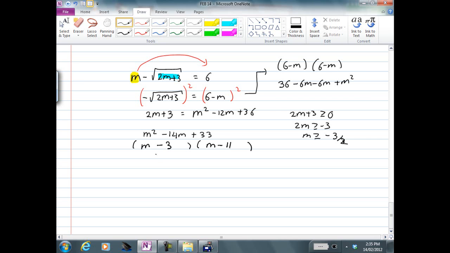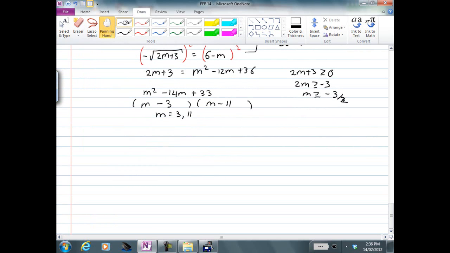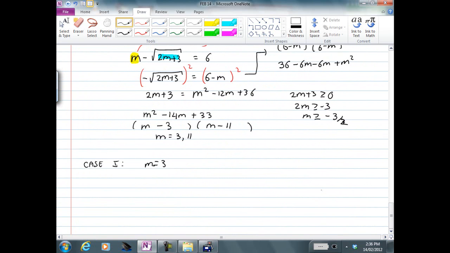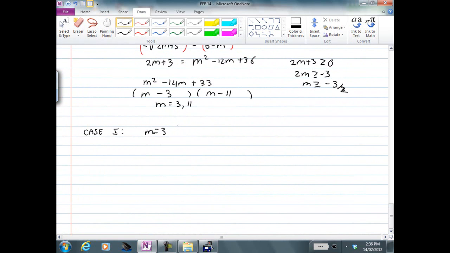And a lot of you say, hey, Winston, this is easy. I have two answers. High five your friend, and you're going to walk away. The problem is, I always have to double check my solutions. So let's just check right now. Case 1, I'm going to say m equals 3, and just plug it into my original question, and we're going to see if it equals 6. So you go 3 minus the square root of 2 times 3 plus 3, and we're going to see if that equals 6.